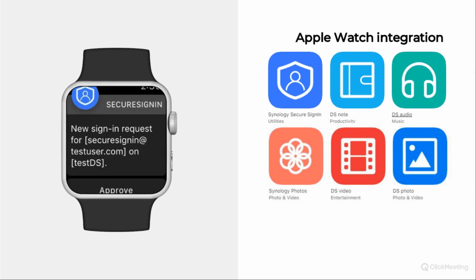Moreover, there is also integration with Apple Watch with certain applications. The one that I would stress the most is Secure SignIn. Essentially, this is a way of multi-factor authenticating your logins, so you can have it set up in a way that when you're logging in, you get a prompt message on your Apple Watch and you approve a login into your NAS.